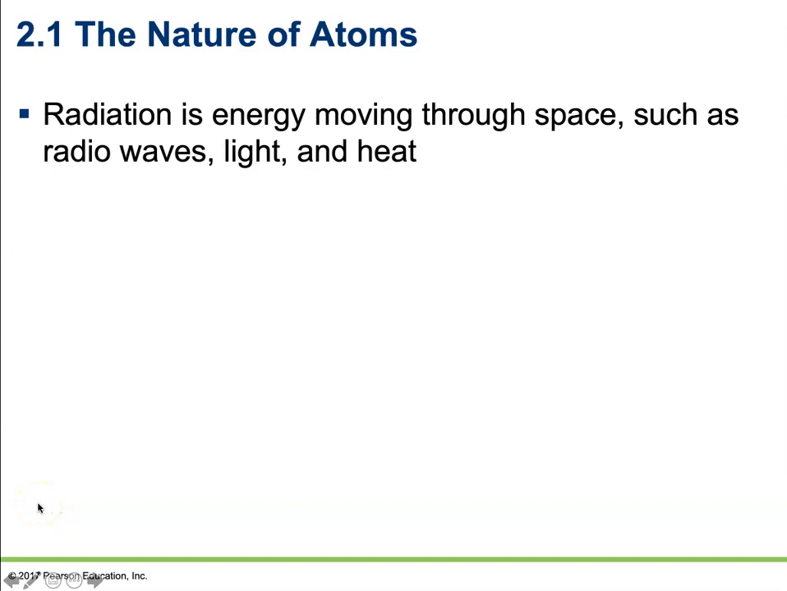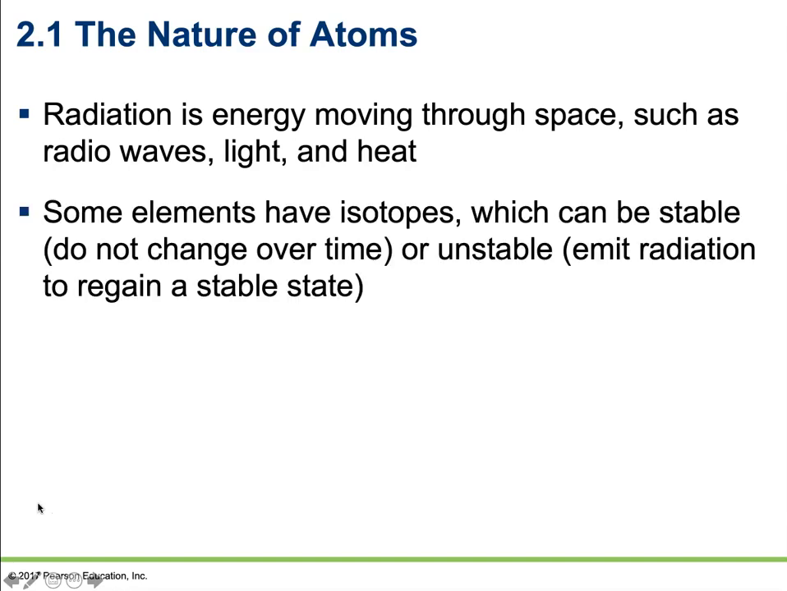Radioactive isotopes. Some isotopes of an element are going to be unstable or radioactive, meaning that they're going to decay spontaneously. An isotope is just any element that has more or less than the standard number of neutrons. When these isotopes decay, they're going to give off energy in the form of either rays or subatomic particles. That energy is moving through space, such as radio waves, light, heat. All of that is radiation.